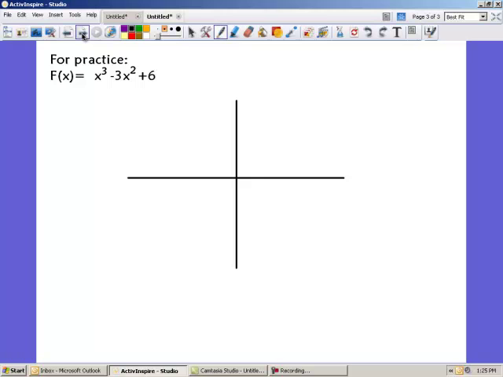And for right now, we're just going to sketch it. And it looks like this. Alright, so just for right now, I want you to be able to know where the x-intercepts, the local max, and local min are. So we're just going to label it with those words.